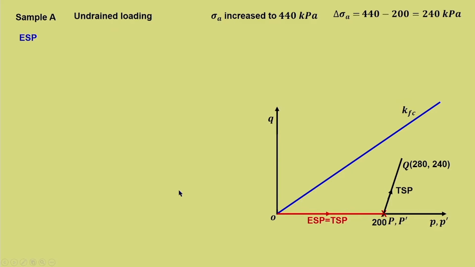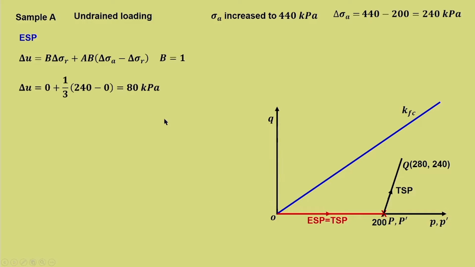Now, we also need to find out what is ESP. For the undrained case, to plot ESP, we also need to determine the variation in pore water pressure. So, delta U is the excess pore water pressure, which is B into delta sigma R plus A into delta sigma A minus delta sigma R. B is equal to 1 and delta U is equal to 0 plus 1 by 3 into 240 minus 0, which is equal to 80 kilopascal.